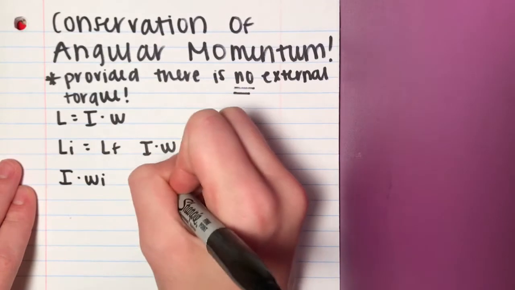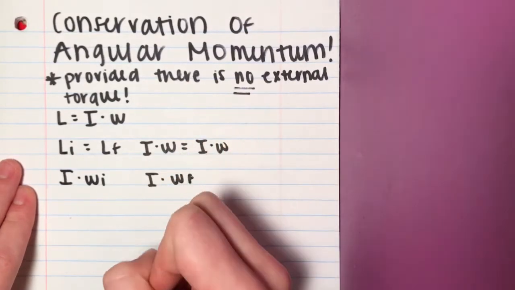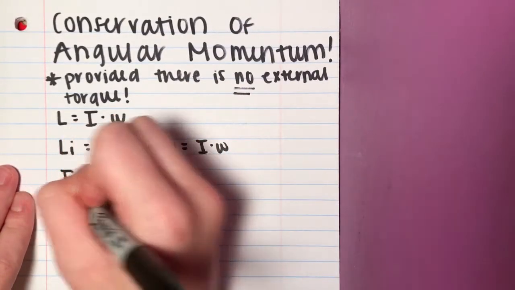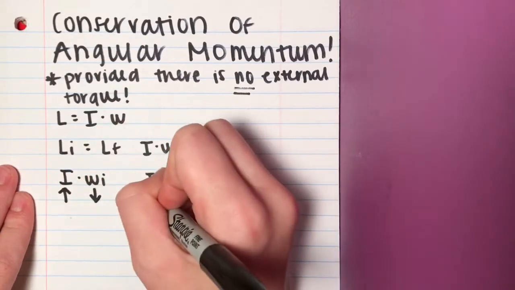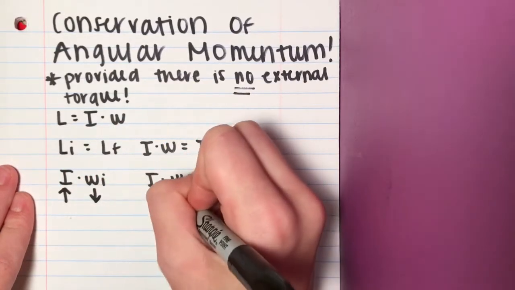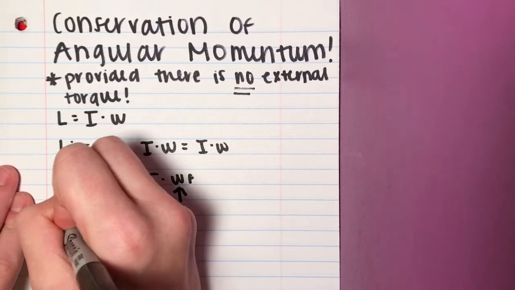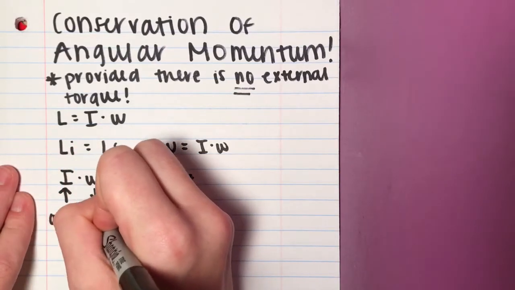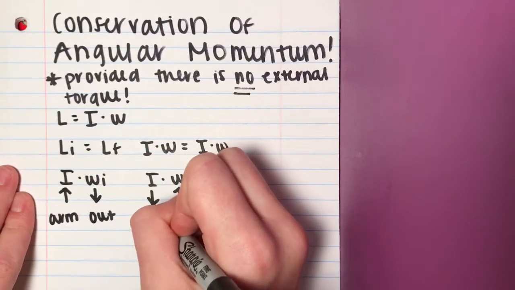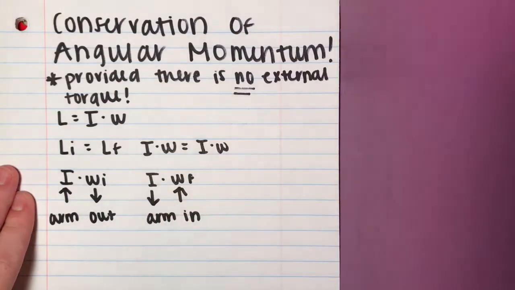Since both sides must equal each other, the variables will be going up or down depending on what is happening. In our example, when her arms were out, she was creating a larger radius for herself, which increases the moment of inertia, because moment of inertia equals mr squared. Since the I went up, velocity must go down. However, when her arms are in, she's creating a smaller radius for herself, which in turn creates a smaller I, and the velocity must go up.